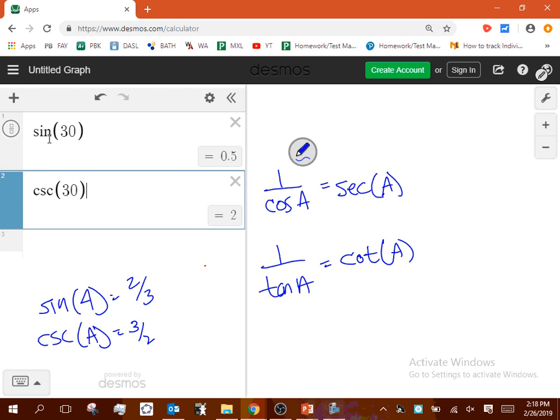2/3 is the reciprocal of 3/2, right? Isn't 3/2 the reciprocal of 2/3? So it's a two-way street when we talk about reciprocals. On your TI-84, if you want to find the cosecant of an angle, you type in 1 over sine of that angle, and it'll evaluate it for you. So if I want to see that 2 show up, I type in 1 divided by sine of 30, and it will give me my 2.